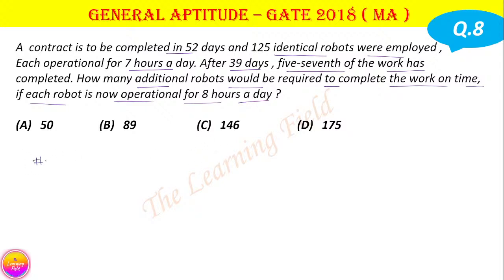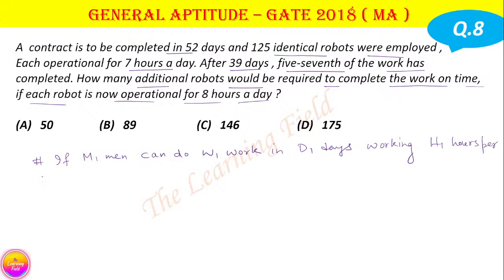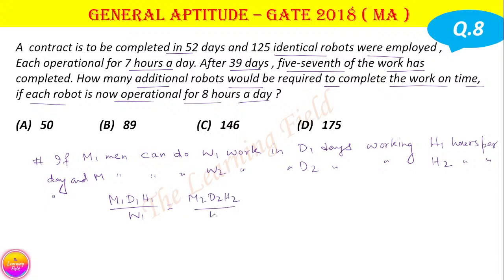Here we use a concept. If M1 men can do W1 work in D1 days working H1 hours per day, and similarly if M2 men can do W2 work in D2 days working H2 hours per day, then we get a relation: M1 D1 H1 by W1 is equal to M2 D2 H2 by W2. You can write this.